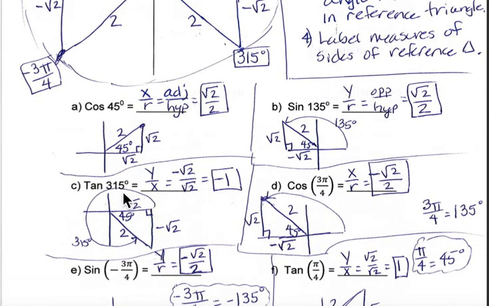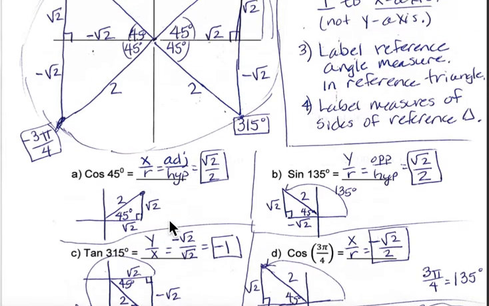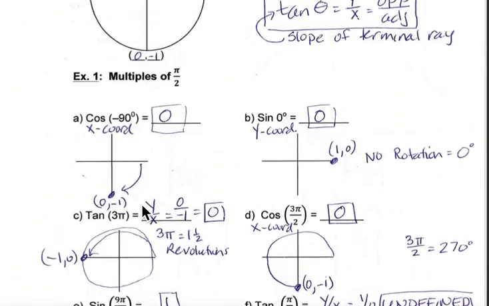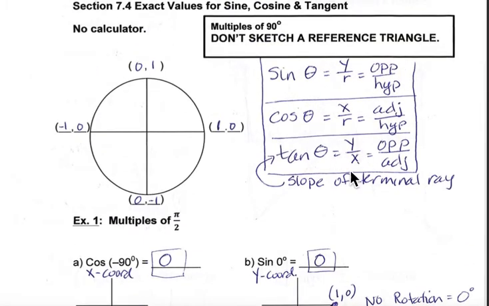To find the tangent of 315 degrees, I rotate the initial ray 315 degrees with the terminal ray ending right here in quadrant 4. The reference angle is the angle measured between that terminal ray and the x-axis, which will be 45 degrees. So step 1, draw the terminal ray, which is done. Step 2, draw the perpendicular up to the x-axis. Fill in the lengths: 2 for the hypotenuse, negative root 2 for the y-coordinate, and positive root 2 for the x-coordinate. Tangent is defined as the y-coordinate divided by the x-coordinate.